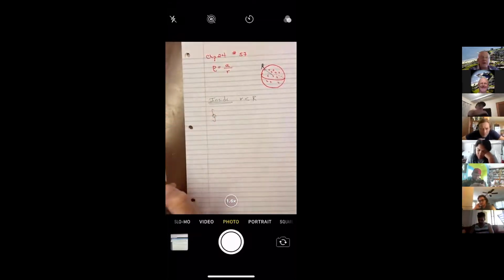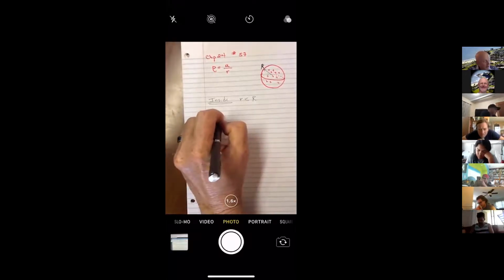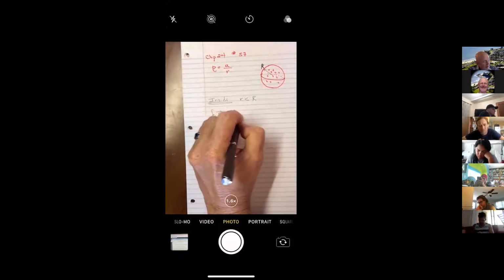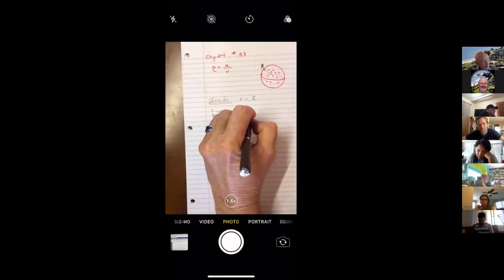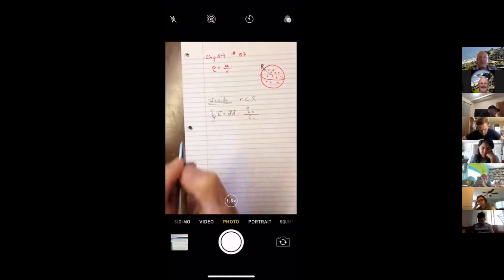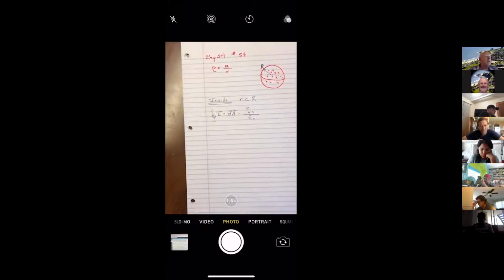So here's the integral over a closed surface. Here is the vector E. Here is the dot dA. Here then is the charge inside of the Gaussian surface. And here's the permittivity of free space. So starting there with Gauss's law.